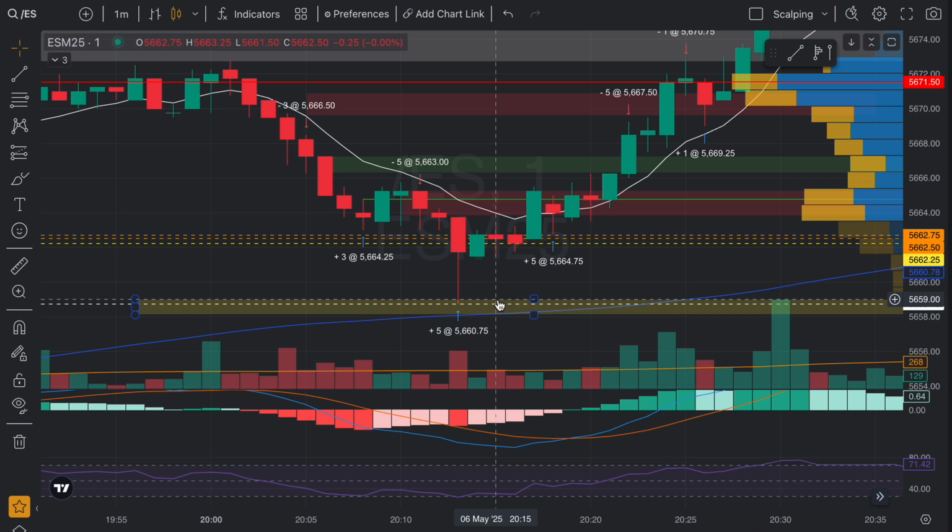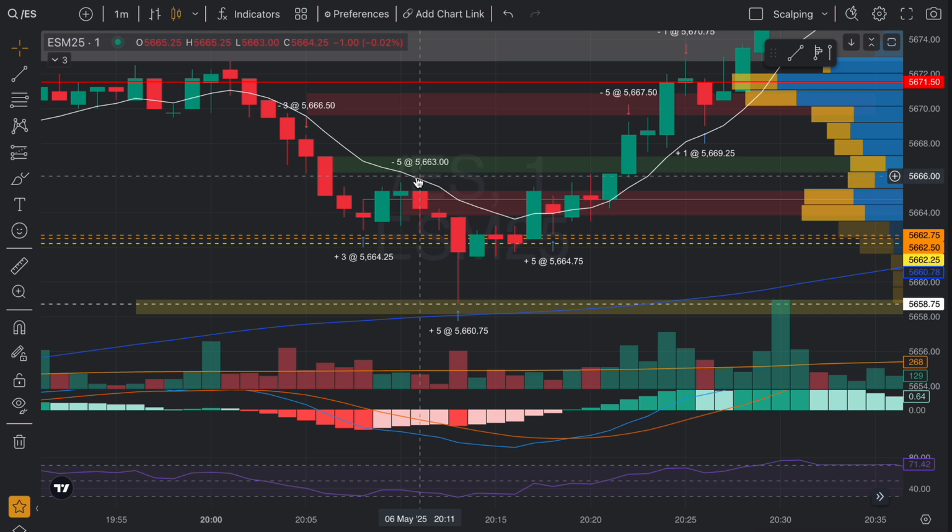So the criteria for entry: price had rejected from a prior balance area and formed a clear lower high below supply. So we're talking about this area here. We had a downtrend happening. Buyers stepped in. We rejected, forming another lower high on this microstructure. So we've got higher high, lower high, rejection, and it's still under the 9 EMA, this white line. So that's our first criteria there.